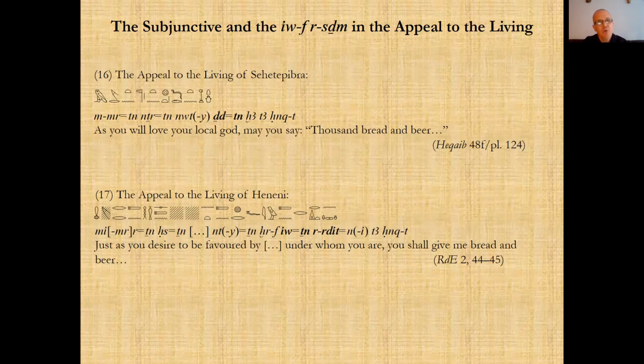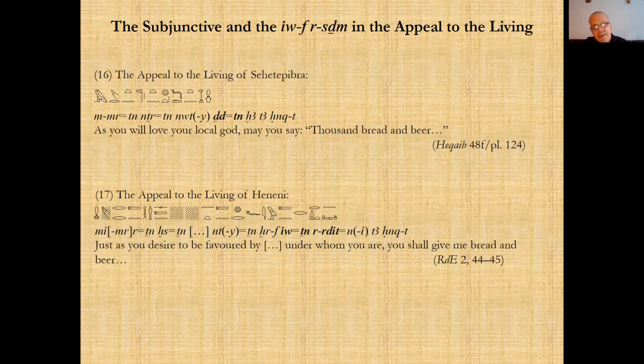Now, the pivotal point of the appeal to the living is the request made by the deceased to those reading the text that they should either recite the offering formula on behalf of the deceased or give some sort of offering to them. Usually this request is made in the subjunctive sejam f, as in number 6, jed, may you say, a thousand bread and beer, and what have you.